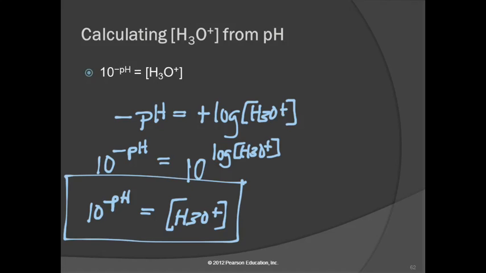So on your calculator, most likely on the same button that has log on it, is 10 to the x. And I told you not to use that for scientific notation. That is the anti-log. And we're going to use it for these sorts of calculations. If you're given the pH, you make it a negative, use the 10 to the x button, and that'll give you the hydronium ion concentration.